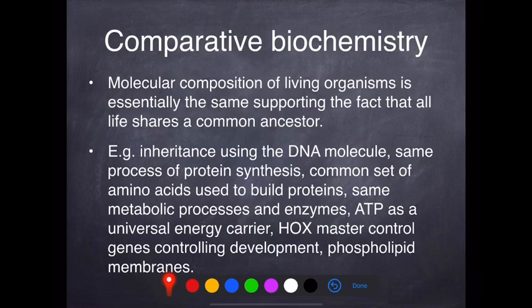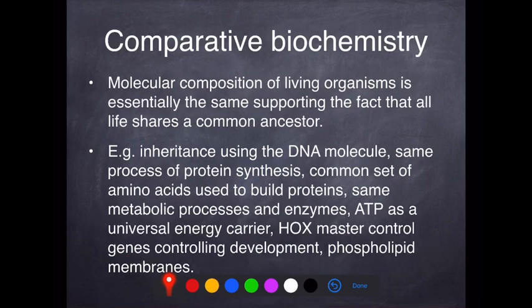Comparative biochemistry. If you come from the same ancestor, you should have the same biochemistry in your body. So if, for example, you have the same DNA that you're inheriting, then you should have the same process of protein synthesis. You should have a common set of amino acids. You should have the same enzymes being made, etc., etc. You should have the same structure of phospholipid membranes because your ancestors are the same. If those things are different, then you've obviously got different ancestors.